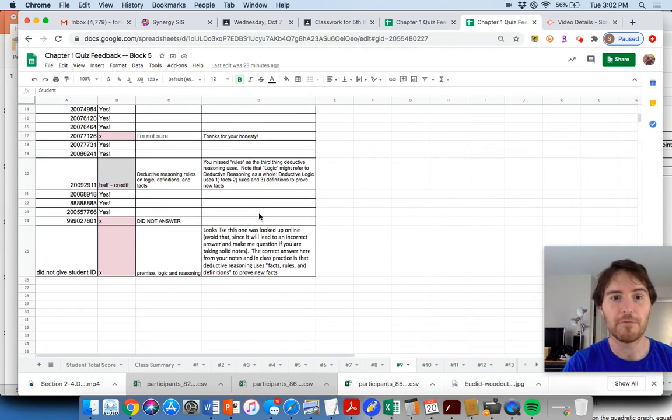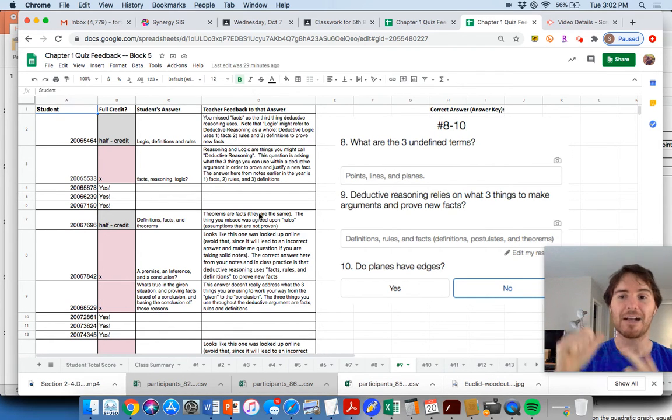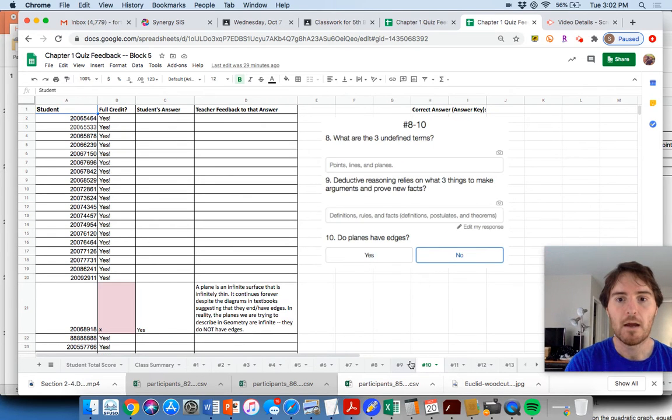Okay, this was another thing for the first couple weeks of school. Deductive reasoning relies on which three things to make arguments and prove new facts? We did this quite a bit, just rattle them off. What are we going to do to prove a new fact? We're going to rely on facts, rules, and definitions. In geometry we've now started calling those theorems, postulates, and definitions. But facts, rules, and definitions is sort of more broadly beyond geometry.